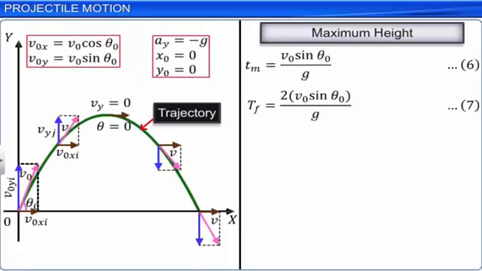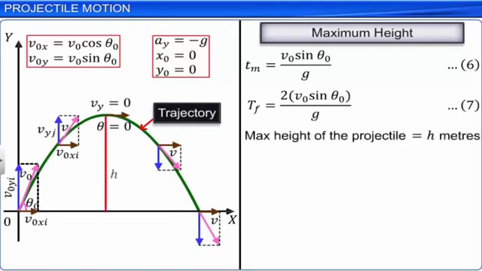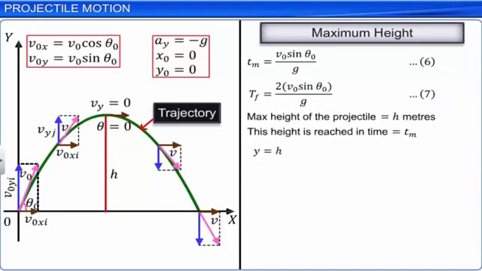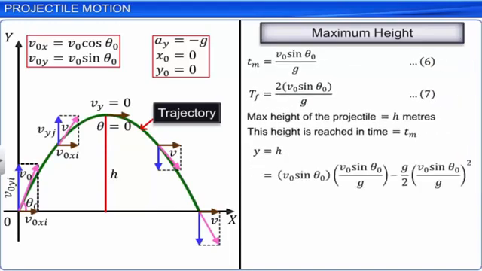Next, we will find the maximum height attained by the projectile. Consider the maximum height of the projectile as h meters. This height is reached in time Tm. Substituting in equation 2 and simplifying, we get h is equal to v0 sin theta 0 whole square divided by 2g. Let this be equation 8.